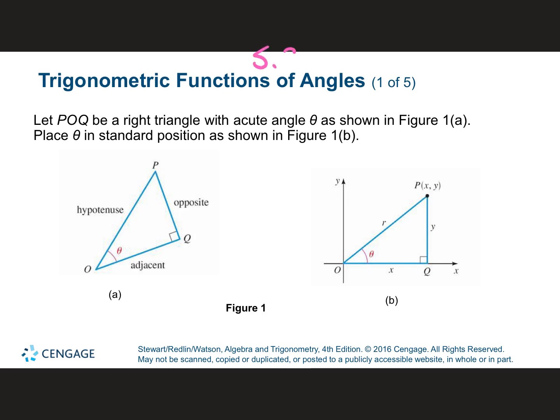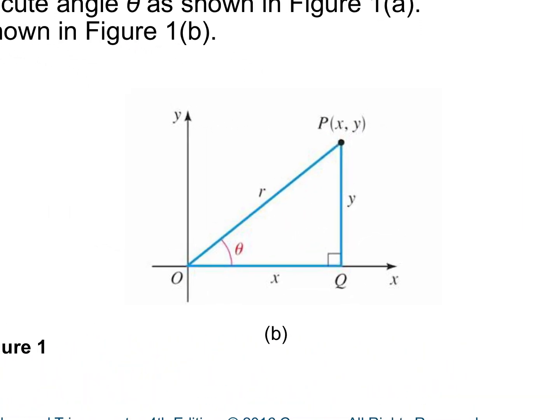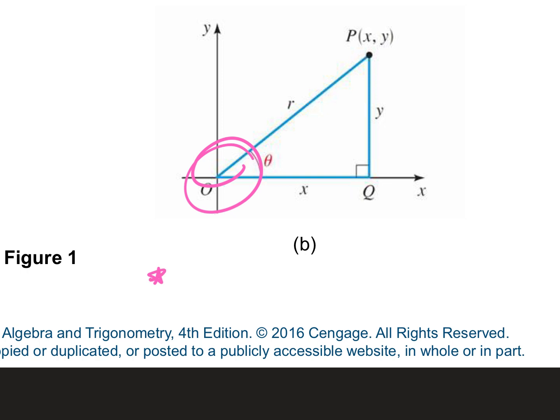So 5.3 is a continuation of what we've been doing in 5.1 and 5.2. We're still dealing with our triangles, but now we're going to talk about them in standard position, so in a coordinate plane. So theta always comes from the center of the circle. So I would note that theta comes from the center, or center of our coordinate plane.